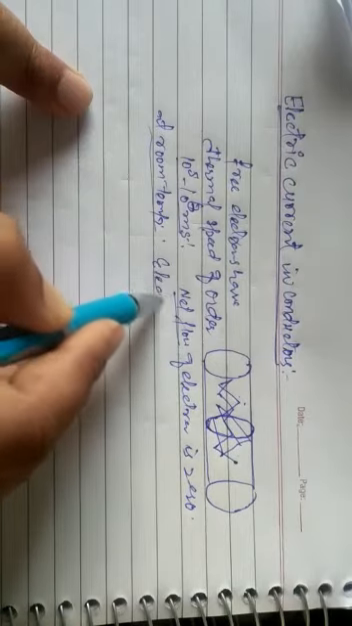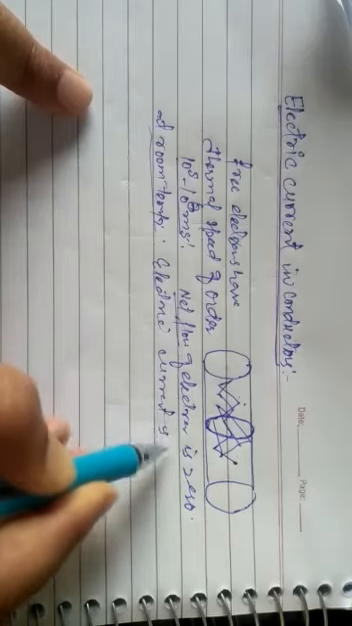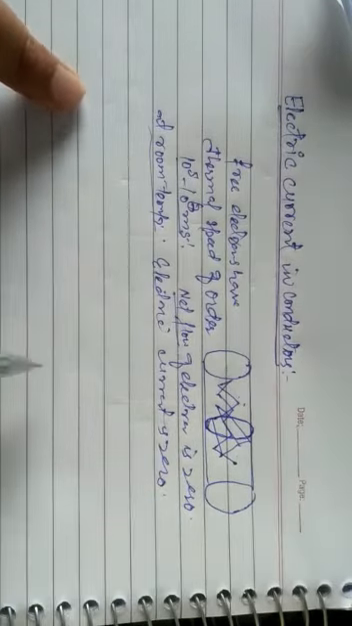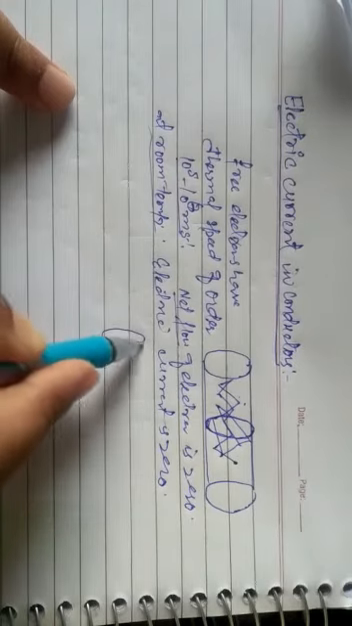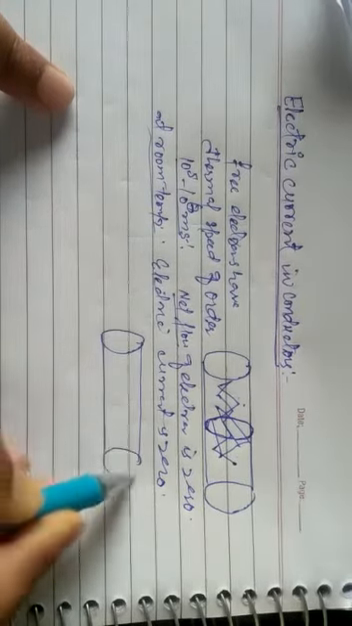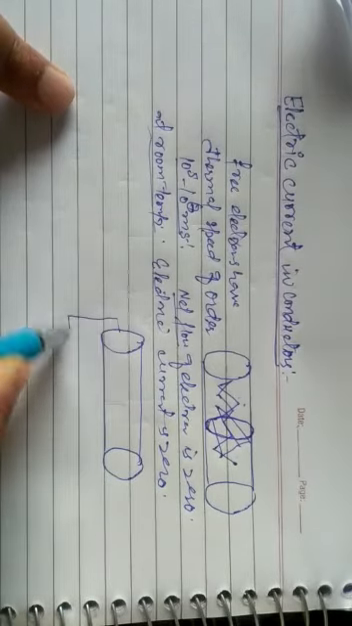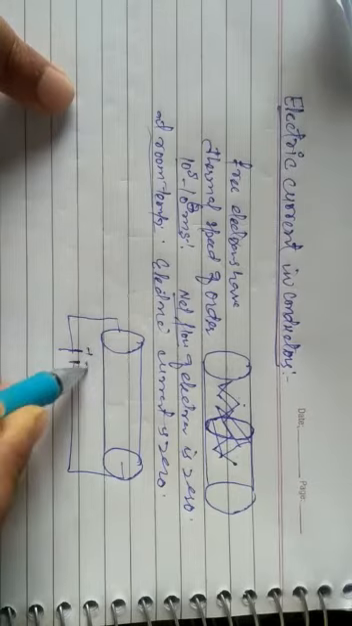That is, the electric current is zero. Now once we apply an electric field to the same conductor, we apply a battery or cell. This end is connected to positive and this end is connected to negative.